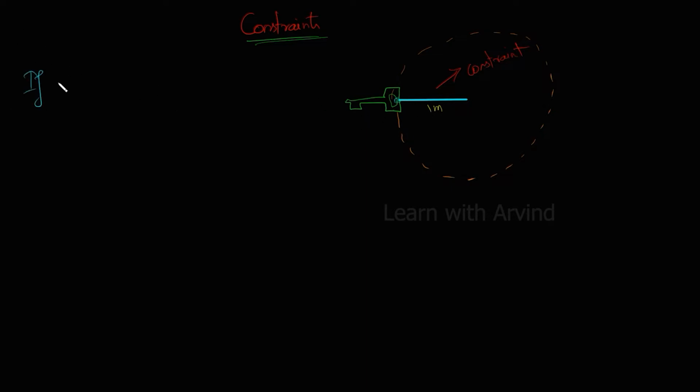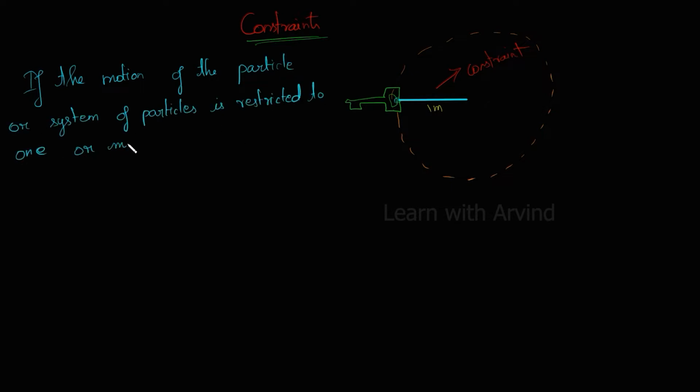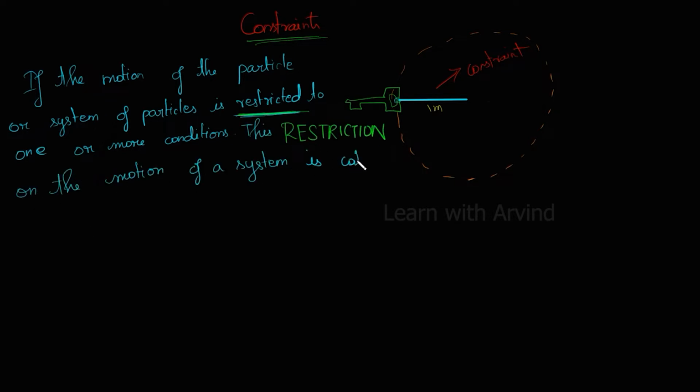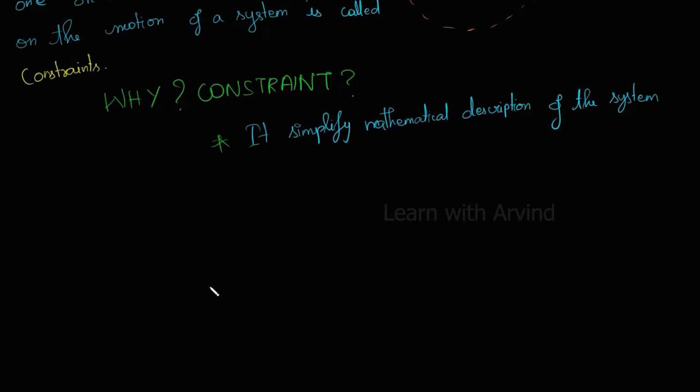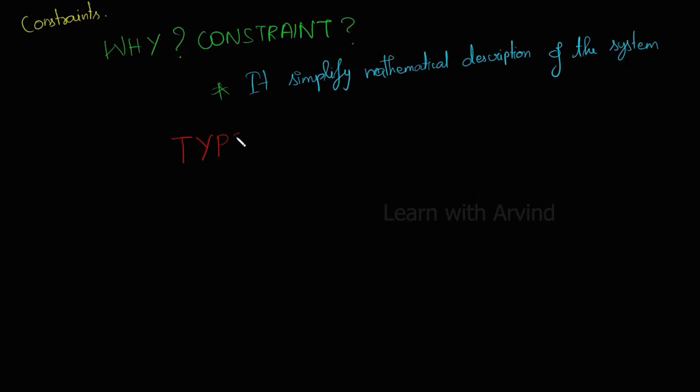If the motion of a particle or system of particles is restricted by one or more conditions, this restriction is what we mean by constraints. Now you may ask a question: why do we even need constraints? Why do we need this concept? The reason is that it simplifies the mathematical description of a system. We will see that while we are discussing degrees of freedom, in the later part of the video.